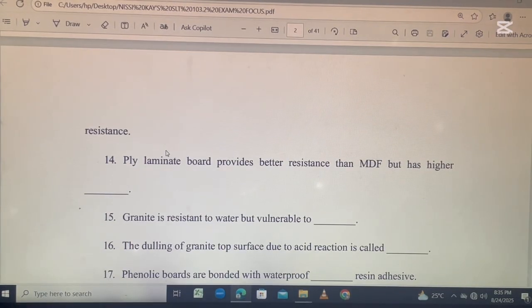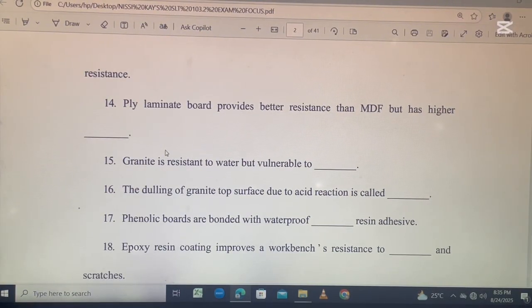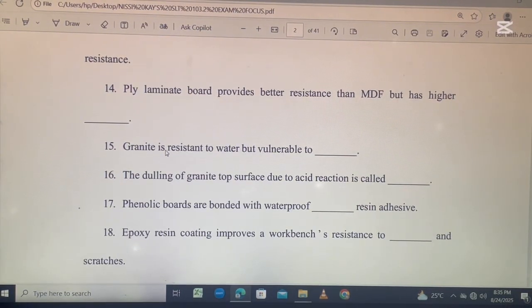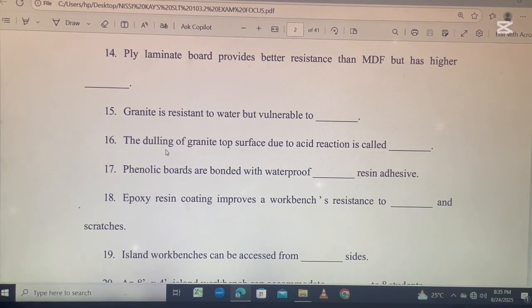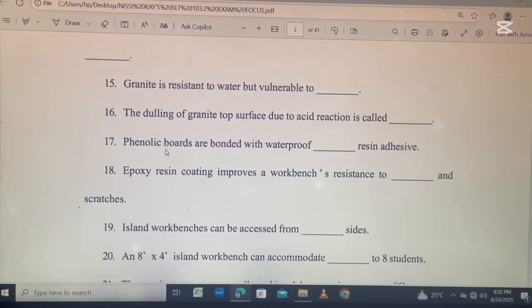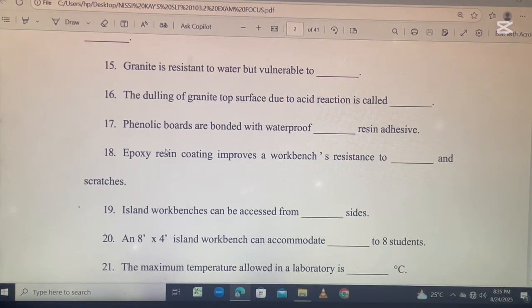Ply laminate board provides better resistance than MDF but has higher porosity. It is more porous than MDF, but it provides better resistance than MDF. That's one thing that distinguishes both of them. And number 15, granite is resistant to water but vulnerable to acids. It resists water, but when it comes in contact with acids, it cannot resist them.